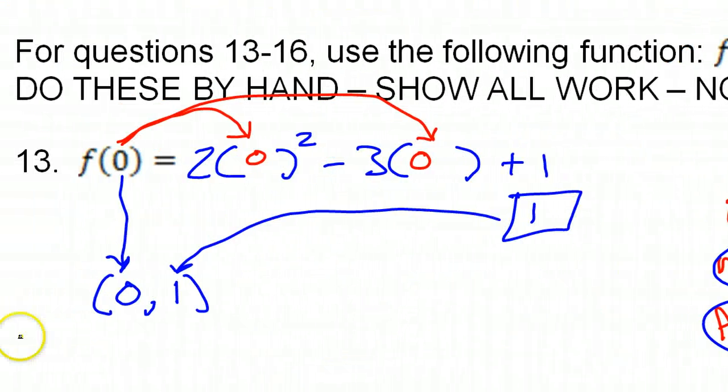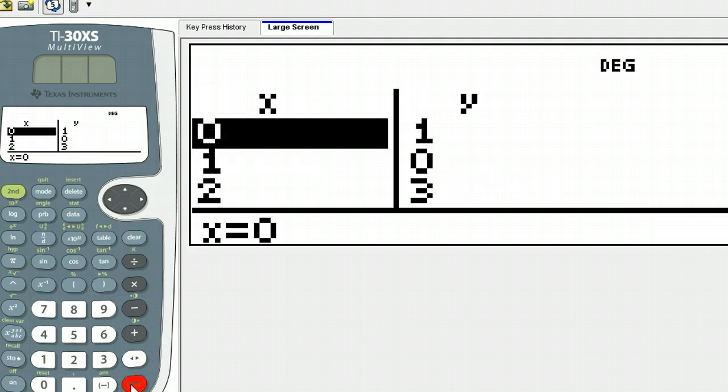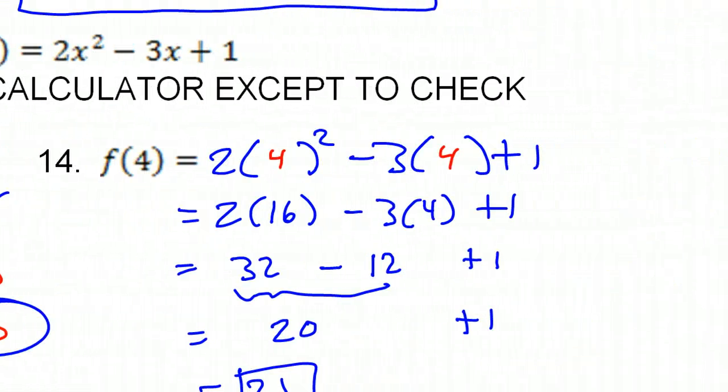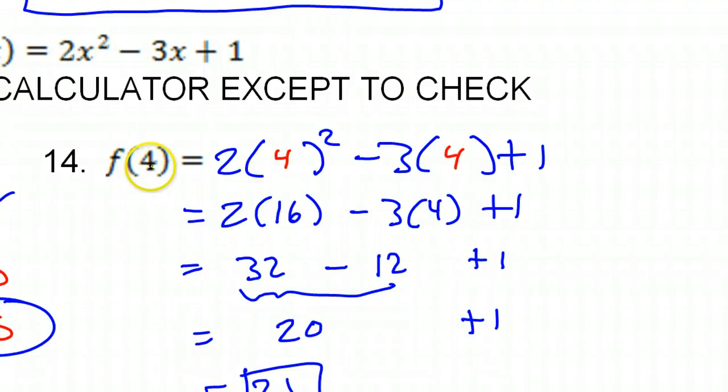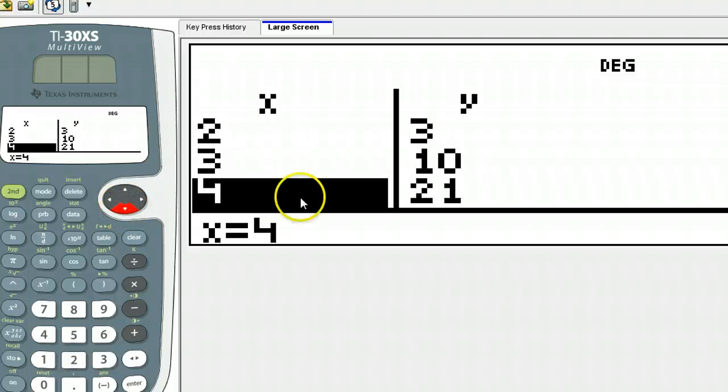For number 14, we're supposed to find f of 4. So I could just scroll down to 4. F of 4 is 21. Okay, and sure enough, we had 21. All right, take a look at number 15. We're supposed to find f of -3. Well, we could just scroll to -3. f of -3 is 28. All right, same thing we got.